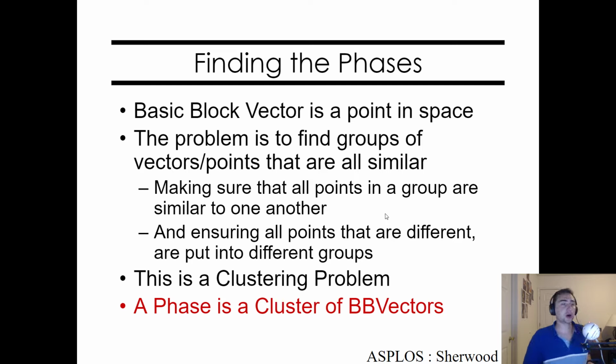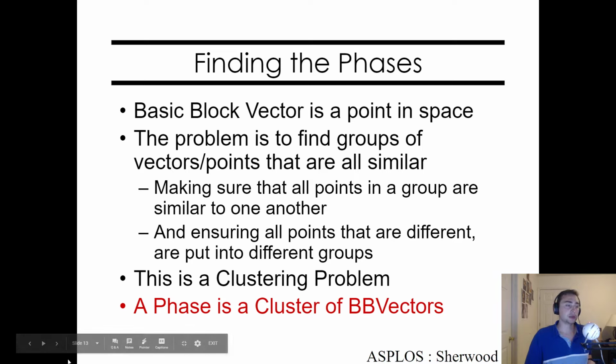So you want to make sure that all points in a group are similar to one another, right? You want to be able to evaluate and score it in some fashion to make sure that your clusters are good. And you want to ensure that all points that are different are put into different groups. Again, you don't want groups that are outliers get clumped in and start mischaracterizing programs. So this is, of course, a clustering problem, and a phase is a cluster of basic block vectors.